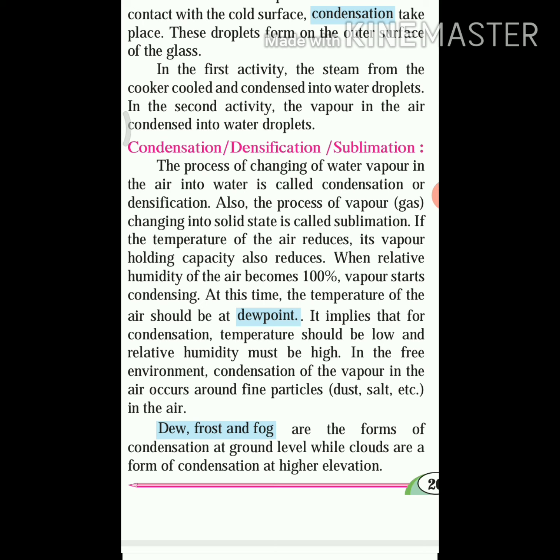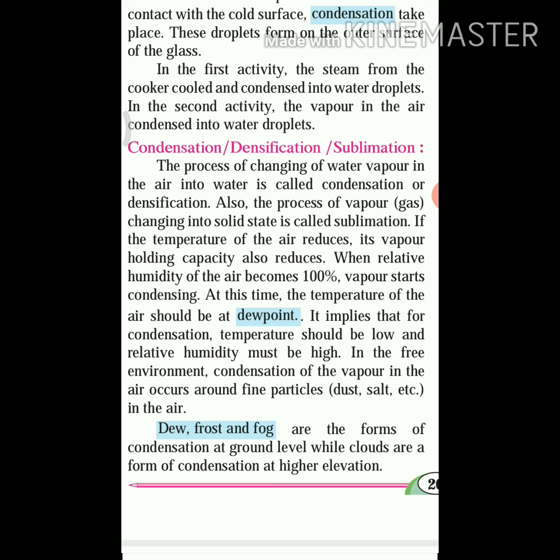The process of changing water vapor in the air into water is called condensation, and the process of changing water vapor in the air into snow is called sublimation. Due to fall in temperature, the relative humidity of the air increases. This in turn leads to condensation or sublimation. Condensation of vapor in the open air occurs around the dust or salt particles in the air. Especially dew, frost, and fog are the forms of condensation at ground level.